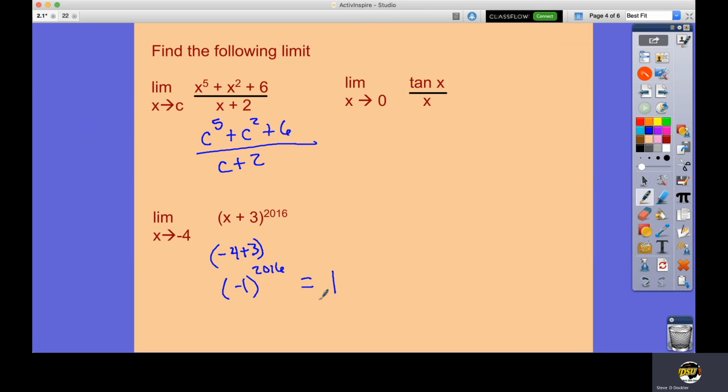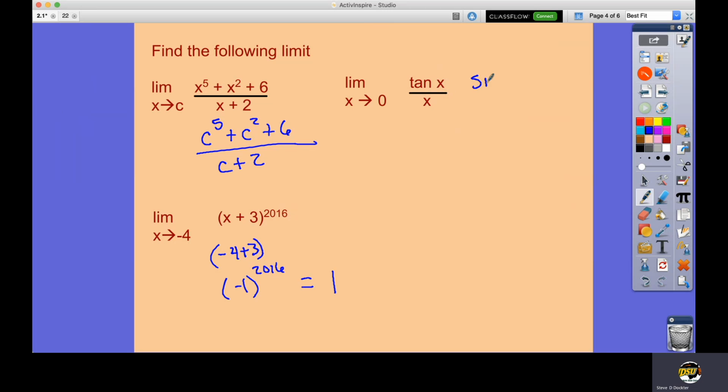Okay. Any questions? All right, now the second one up there. Remember, very first thing that we do is we plug in a 0. So if we plug in a 0 for tangent here, tangent of 0 is 0 over 0. That means we got to do something else, right? Now, one thing that we can do is tangent is the same as what over what?